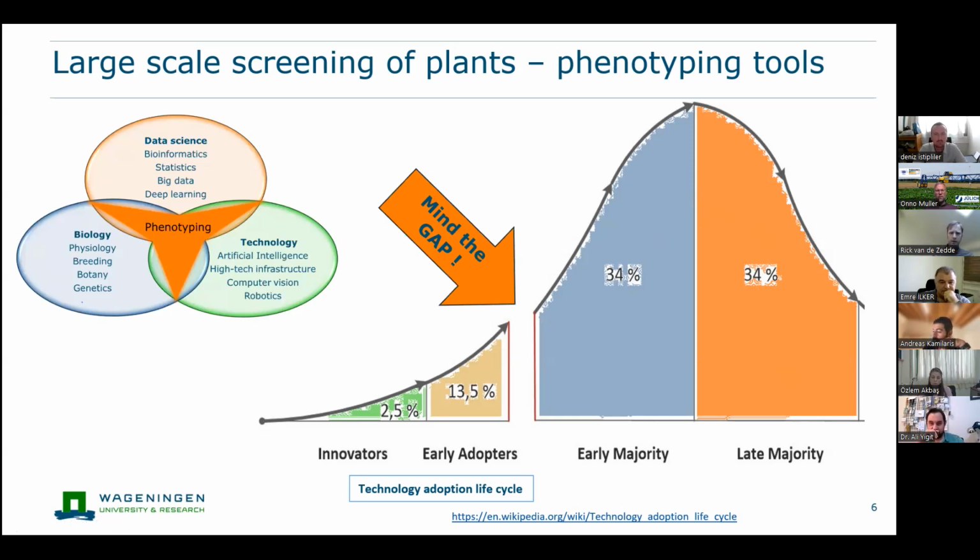So actually, if you look at the gap, people that are working within technology quickly jump on new technology. But actually people from biology, they find it maybe more complicated, but it's not their daily work, right? Working with AI or with novel sensors. And if you have enough data, then you can do data science with it.